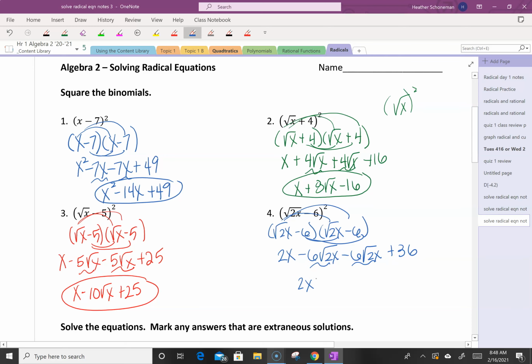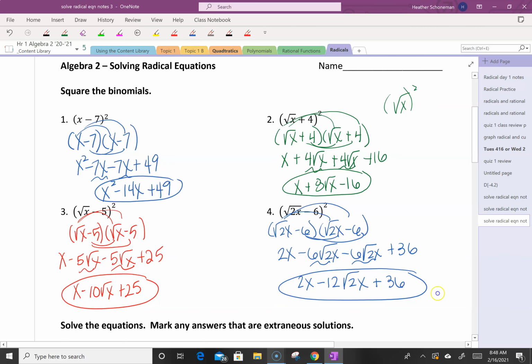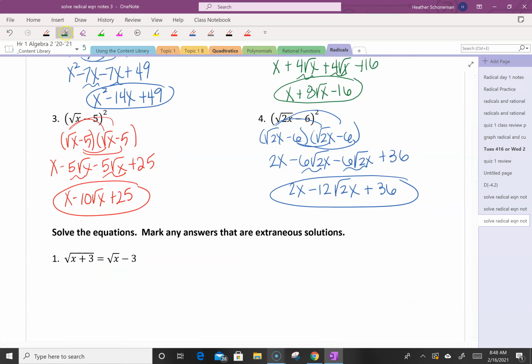Now notice on 2 and 4, and on 1, when we added it, it doesn't change the variable. So this was just x, radical x, radical x. So again, it's not going to change this. So it's just going to be minus 12 square root 2x plus 36. And that's our answer. Okay, let's try and solve these.